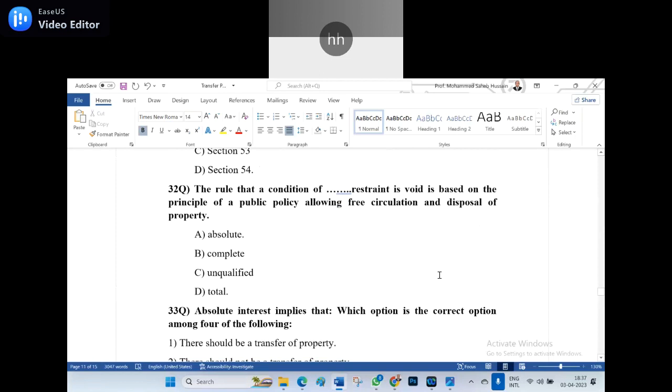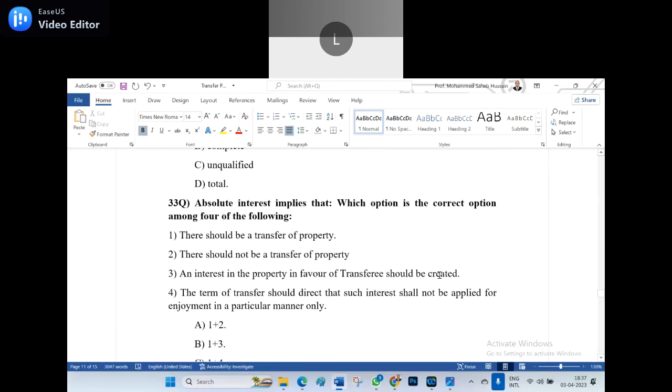Okay, the rule that a condition of a dash restraint is void is based on the principle of public policy allowing the free circulation and disposal of the property. A, absolute. B, complete. C, unqualified. D, total. A, absolute. It is absolute.